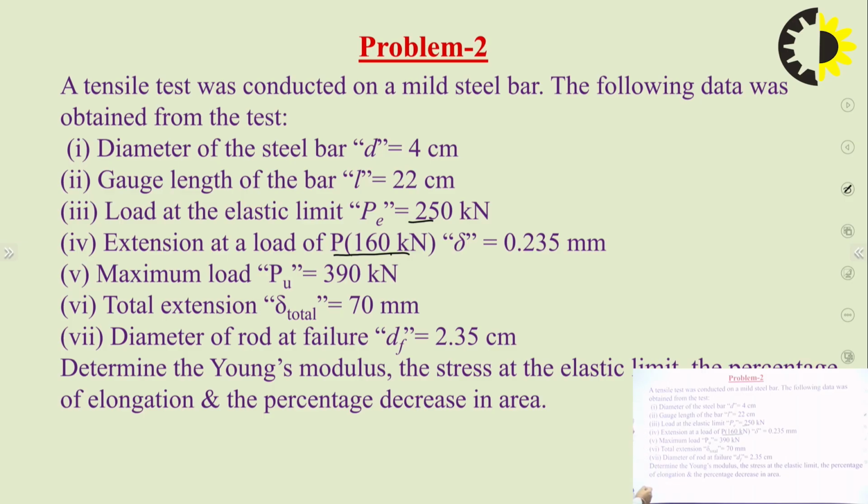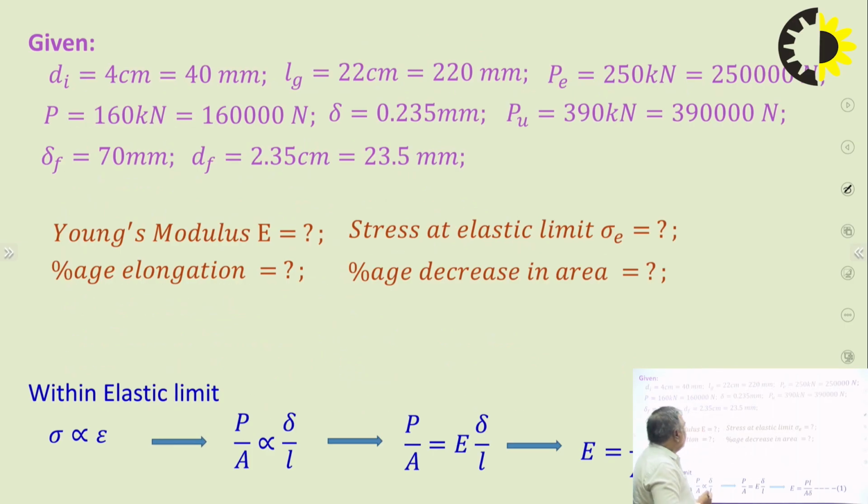Then we need to determine the Young's modulus, that is E. The stress at the elastic limit, that we need to calculate, sigma E. The percentage elongation and the percentage decrease in the area. These four things we need to calculate from this data.